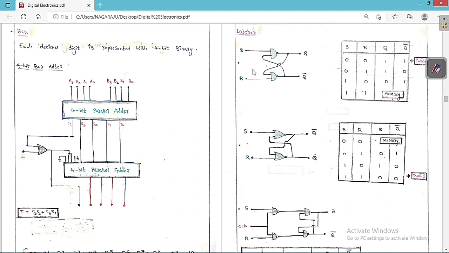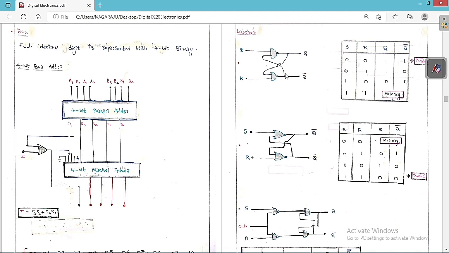Suppose S is equal to 0 and R is equal to 1, what is going to happen? As I already told you, whenever S is equal to 0, irrespective of the other input, the output will definitely be equal to 1. So if this is 1 and this is also 1, then 1 into 1 is 1, and its complement is nothing but 0. So you are going to get Q as 1 and Q bar as 0.